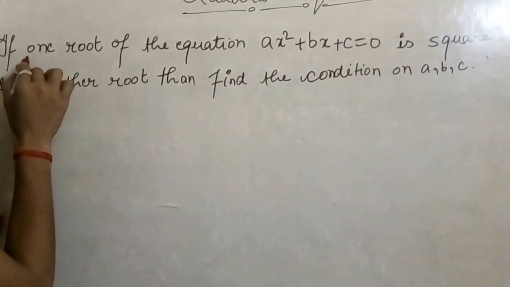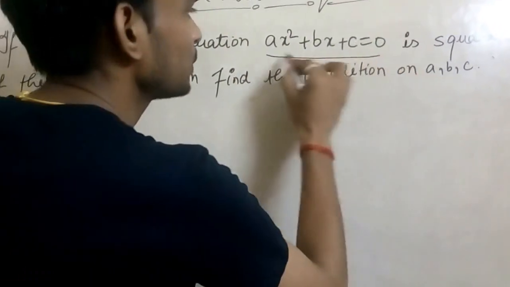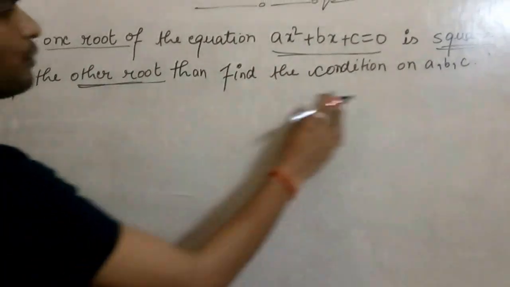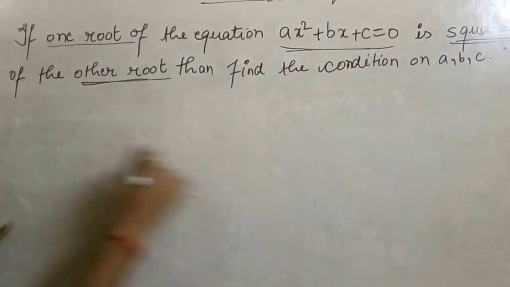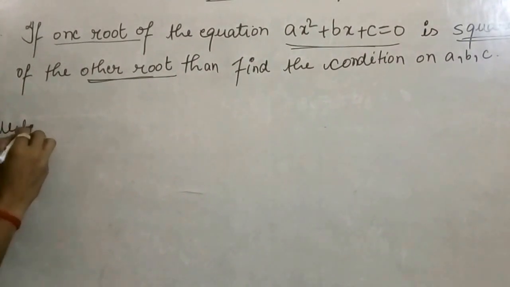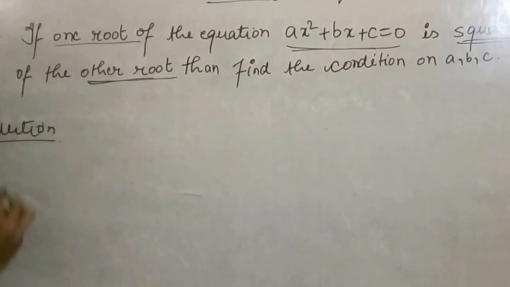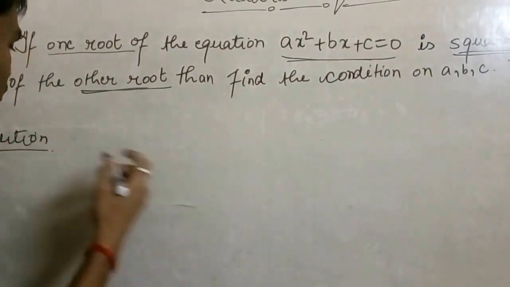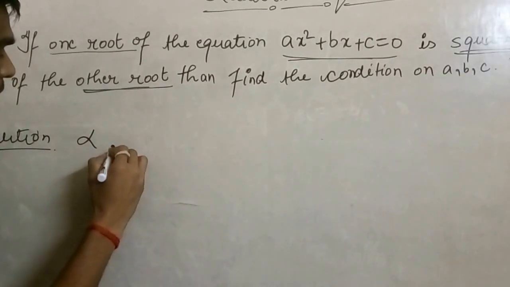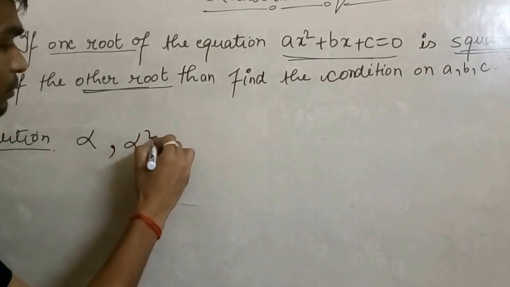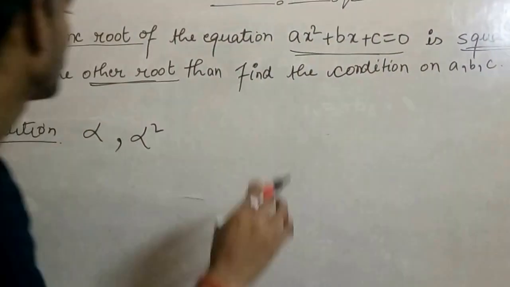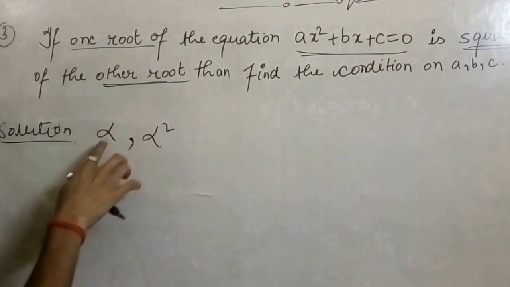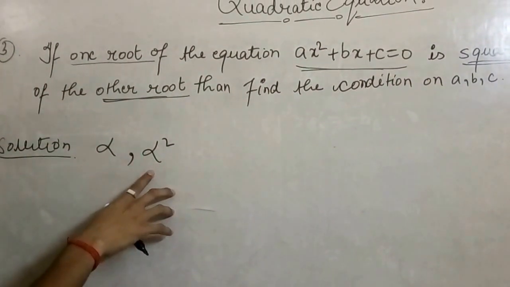Given that one root of this equation is the square of the other root, find the condition on a, b, c. So, solution. Given that one root is the square of the other root. So if one root is alpha, then the other root is alpha square, because that is what is given in the question.